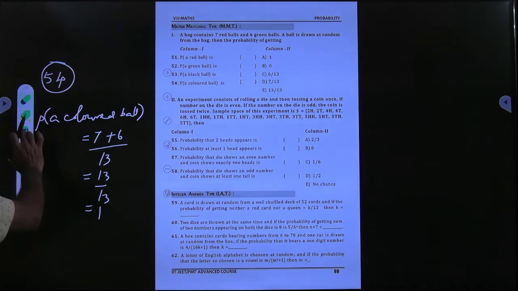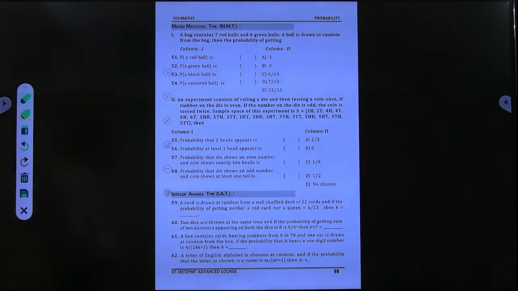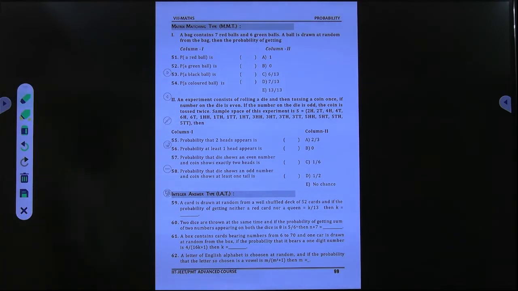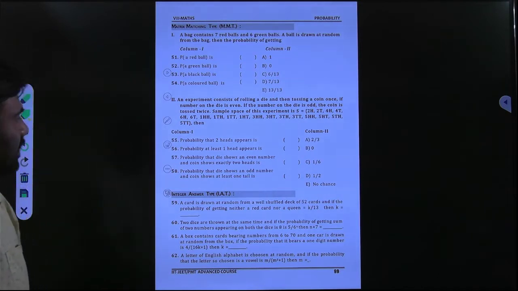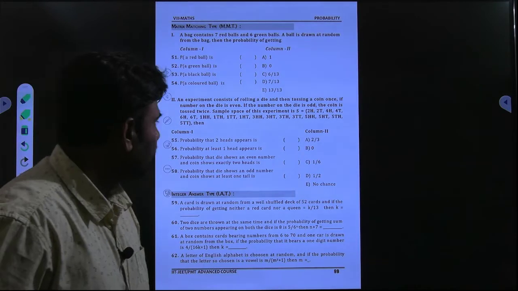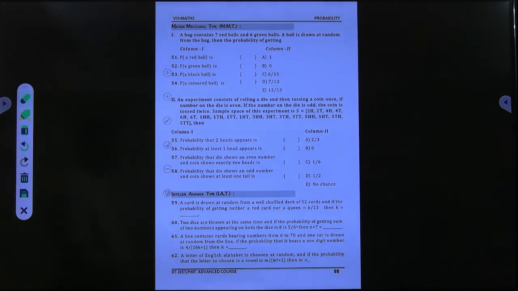Next, a matrix matching type question. One more question is there in that. An experiment consists of rolling a die and then tossing a coin once if the number on the die is even. If the number on the die is odd, the coin is tossed twice. The sample space of this experiment is S equal to 2H, 2T, 4H, 4T, 6H, 6T, 1HH, 1TH, 1TT, 1HT, 3HH, 3HT, 3TH, 3TT, 5HH, 5HT, 5TH and 5TT.